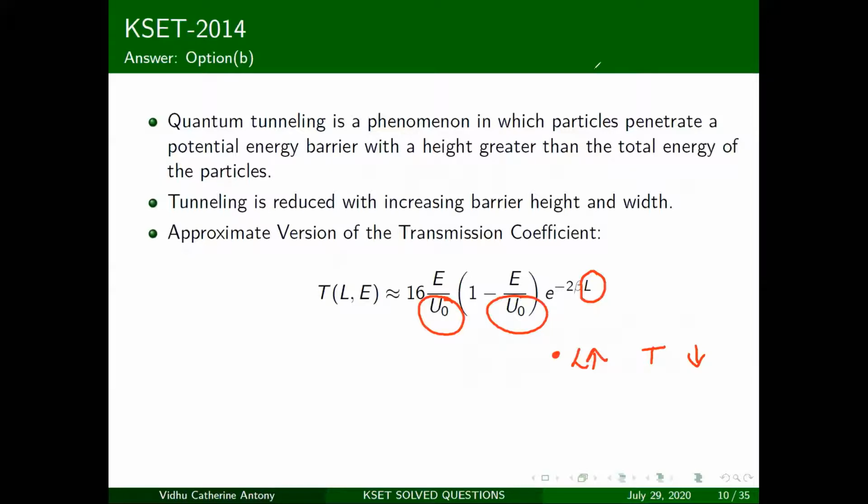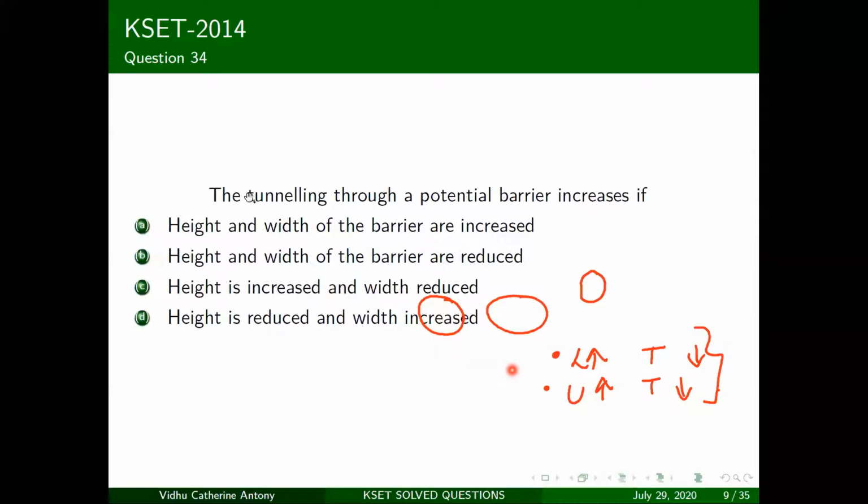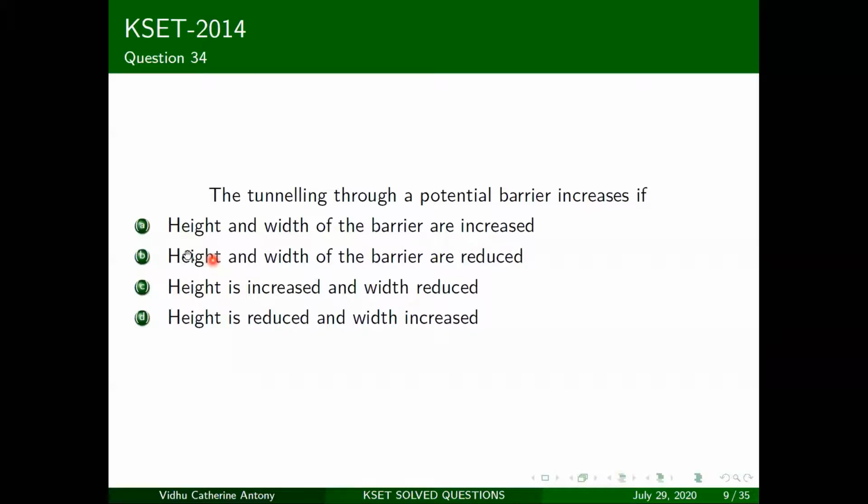But in the question, what have they asked for? Let's go back and look at what they've asked for. They've basically said the tunneling through a potential barrier increases. So we're looking at when the probability of transmission increases. They're saying that when the height and width of the barrier are reduced, it obviously increases. If you look at it logically, you can come up with that answer even if you do not remember the formula. But even if you know the formula, you can assure yourself that it's the correct value.